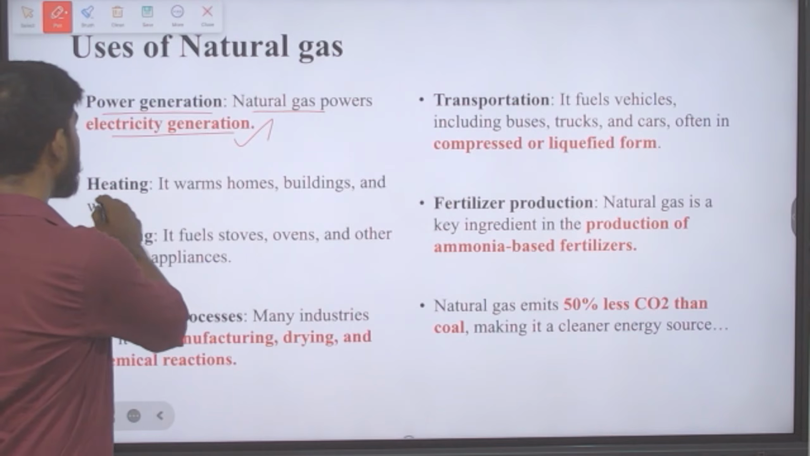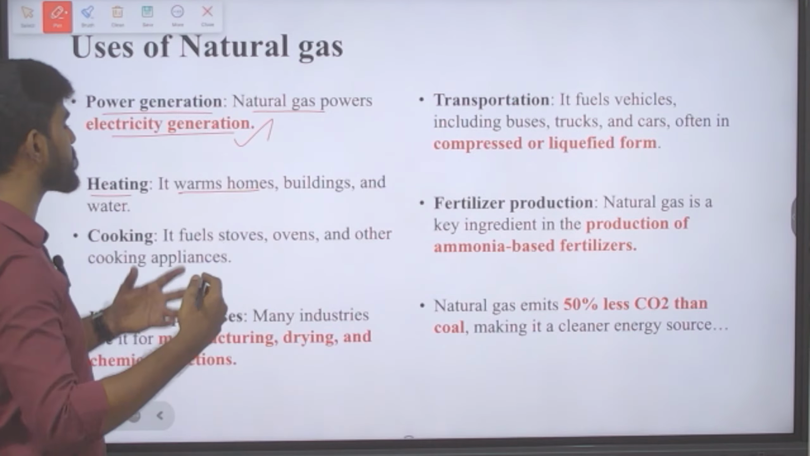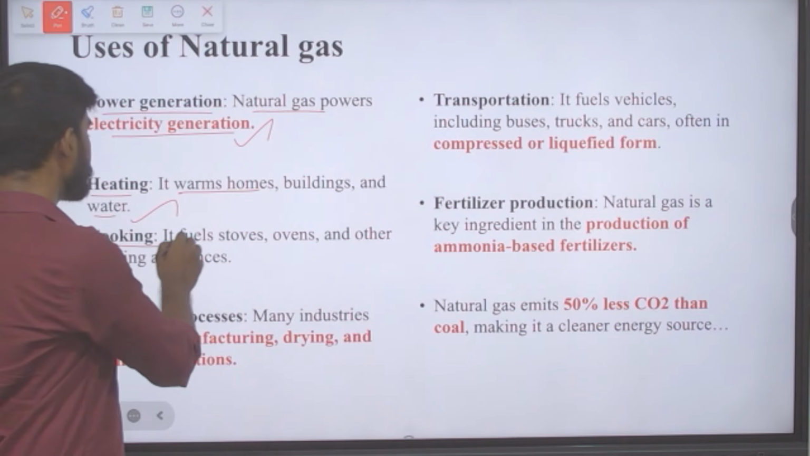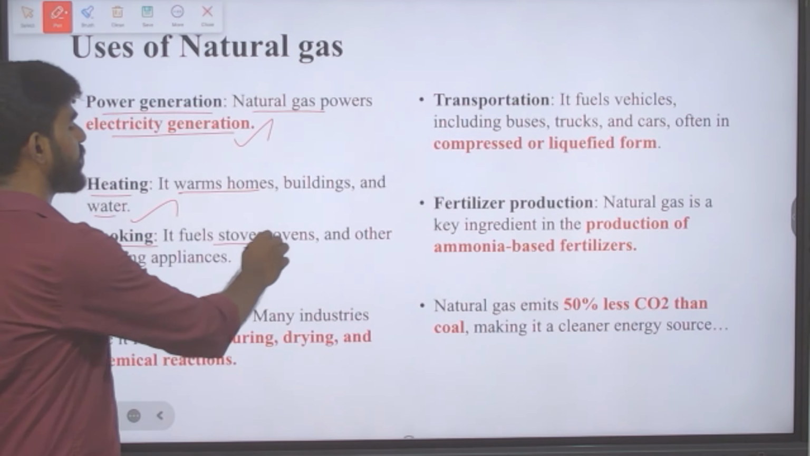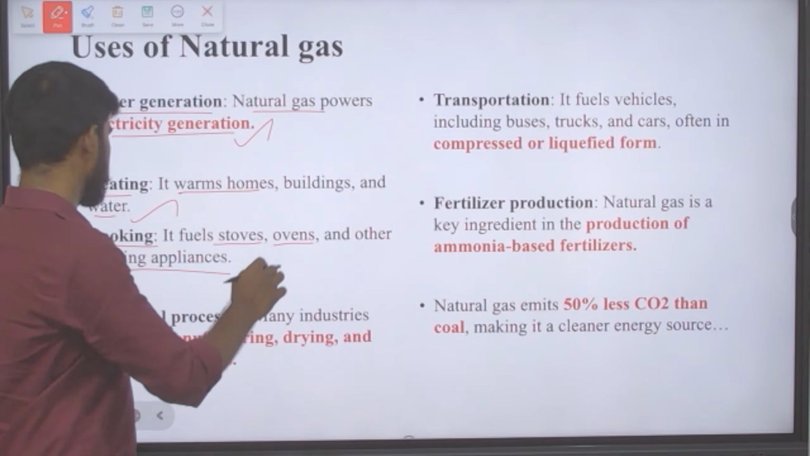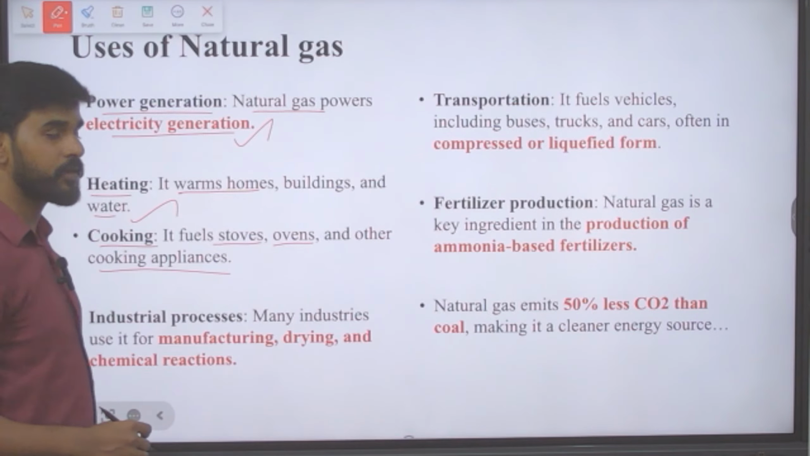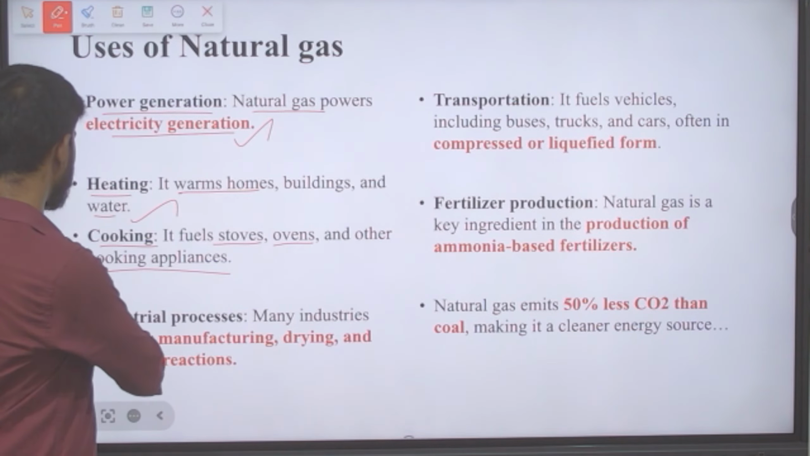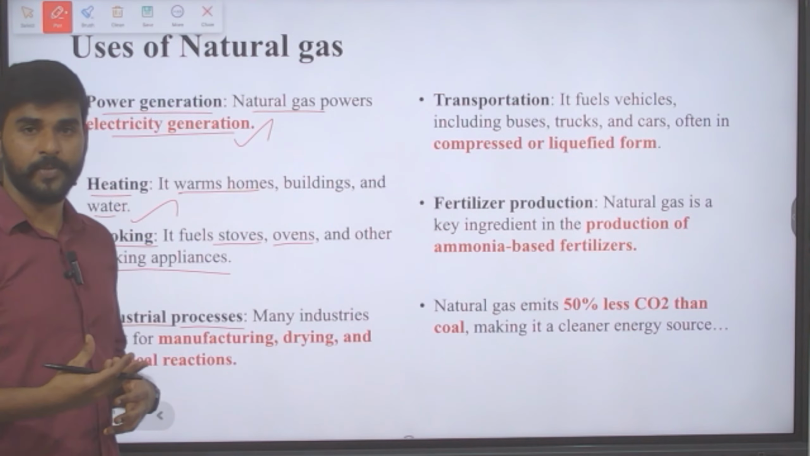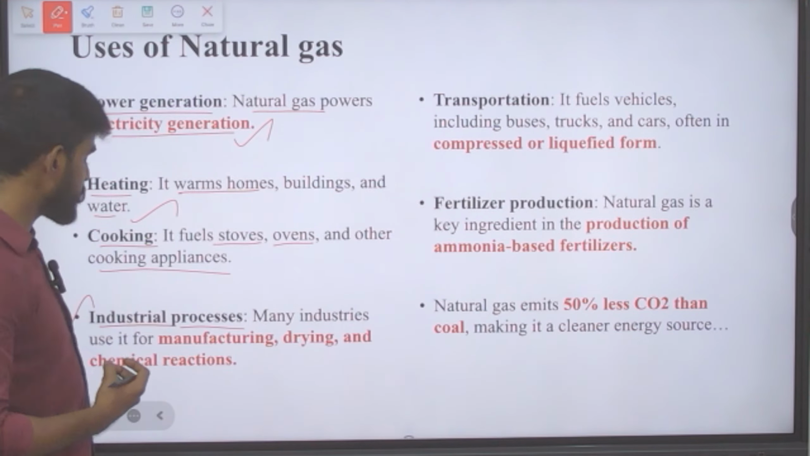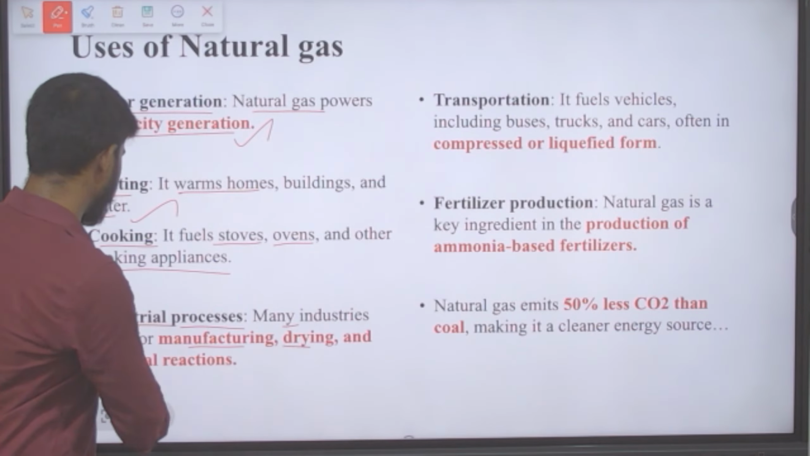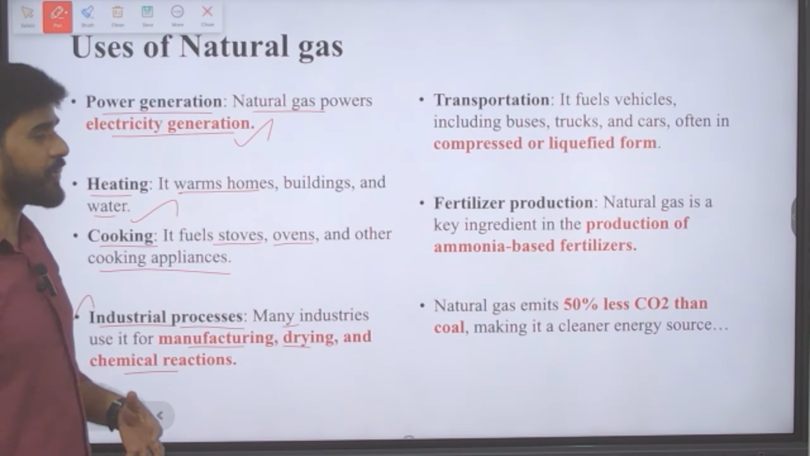Next is for heating purposes, for warming homes, buildings, and water, we can use natural gas. And for cooking purposes also, like we can use it as a fuel in stove, oven, and other cooking applications. And industrial processes, even in industrial processes, we can use natural gas. So they are used for manufacturing, drying, and other chemical reactions.